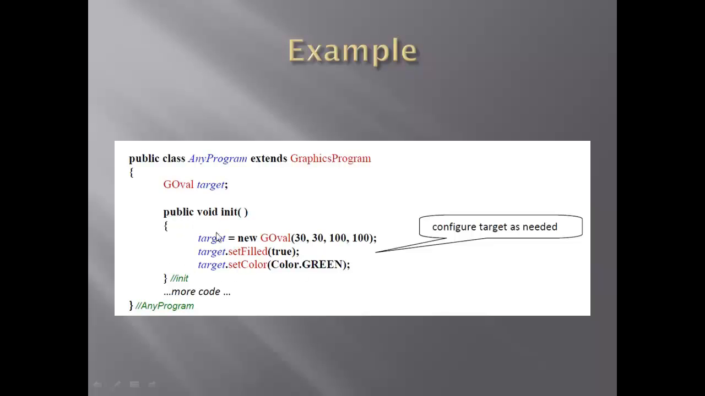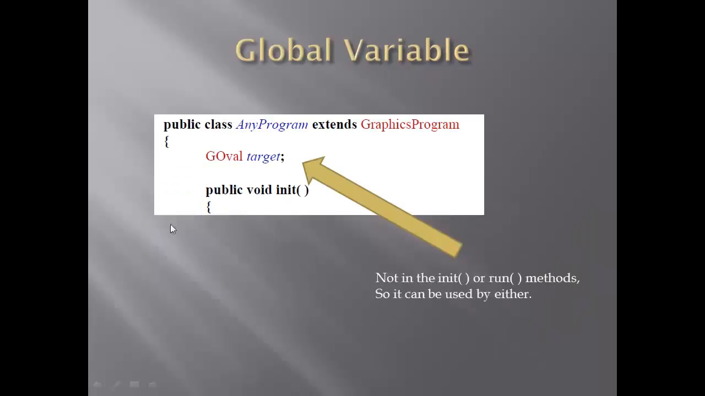Just like I can't hear the thoughts that are in your head. But out here, if you say it out loud, not only can I hear it, but everybody else in the classroom can hear it and use that. So when we put it up here, it's not a local variable, it's what's called a global variable. So as it says, it can be used by the initialization method, the run method, or any other one that we decide to create.